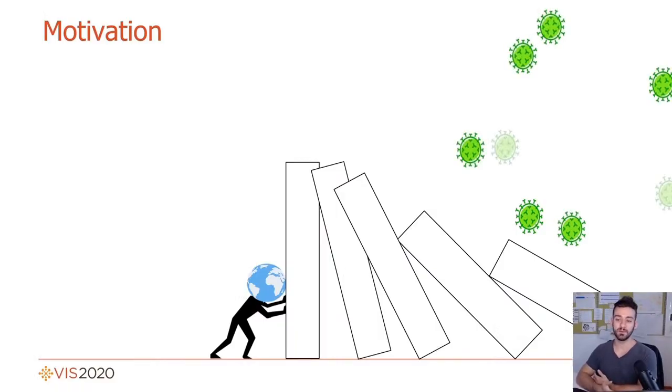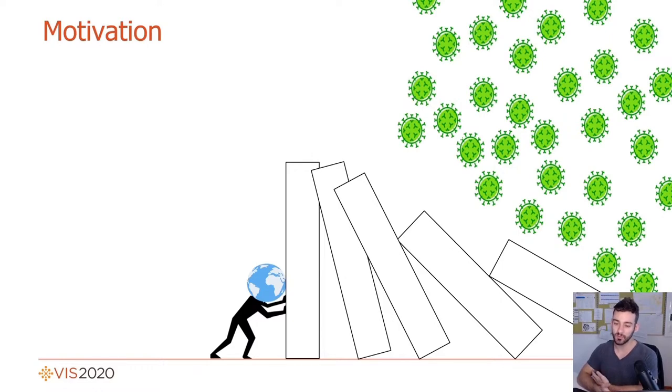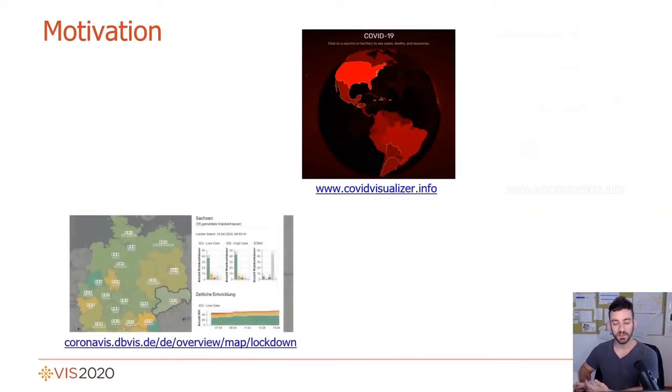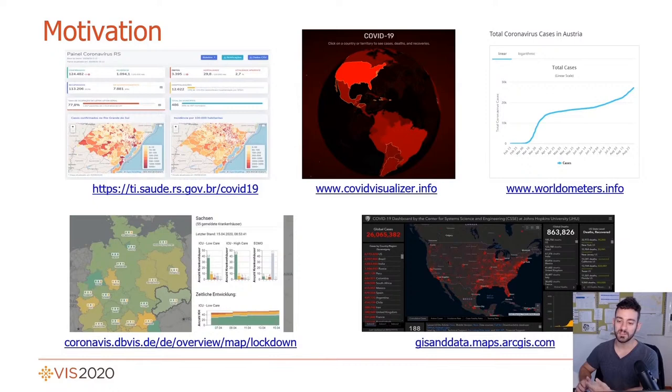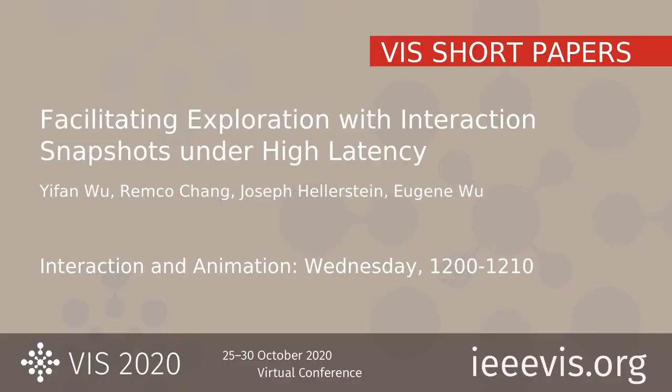The recent COVID epidemic has triggered several different crises that are testing our civilization's potential for both coordination and cooperation. Data about infection rates and their growth has been the main source for public discussion and has inspired many visualization works. We propose a VA approach that incorporates a growth predictive model. This allows the correlation monitoring of the virus population development. We also can relate it to different government response events, as well as identify key dates.